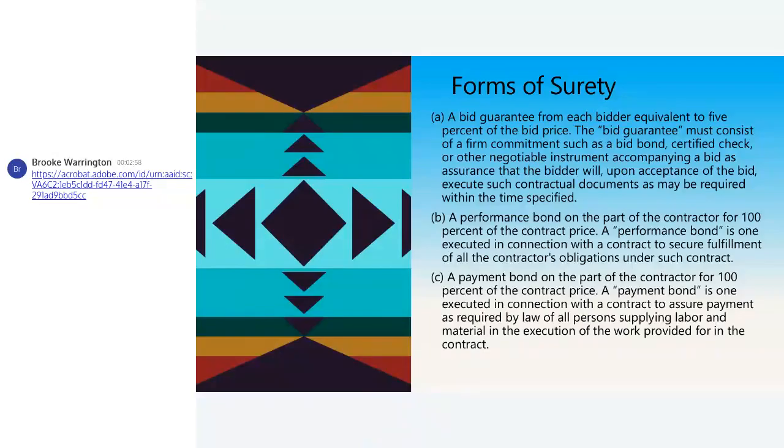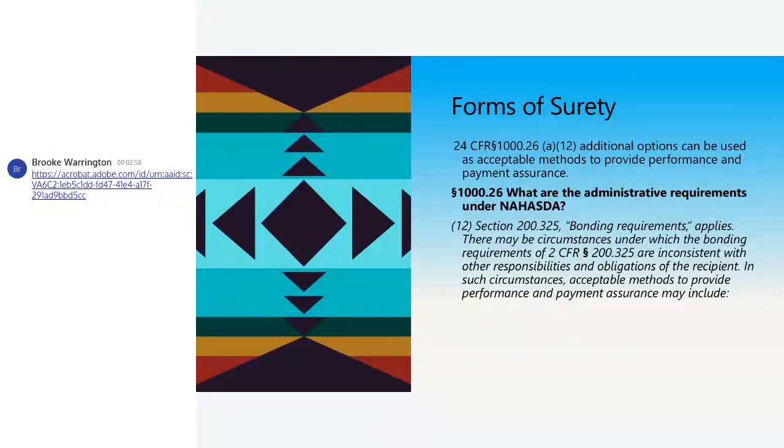That performance bond on the part of the contractor can be 100% of the contract price. A performance bond is executed in connection with your contract to secure fulfillment of all of that contractor's obligations under such contract. A payment bond on the part of your contractor for 100% of the contract price. A payment bond is one executed in connection with the contract to assure payment as required by law of all persons supplying labor and materials in the execution of the work provided in the contract. So 24 CFR 1026 talks to that.